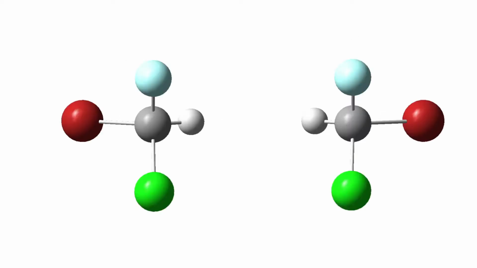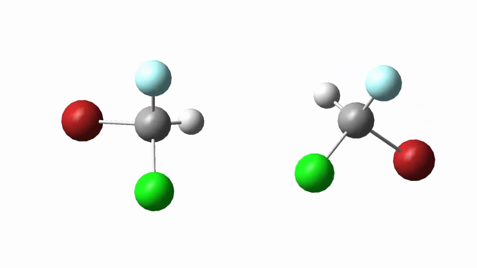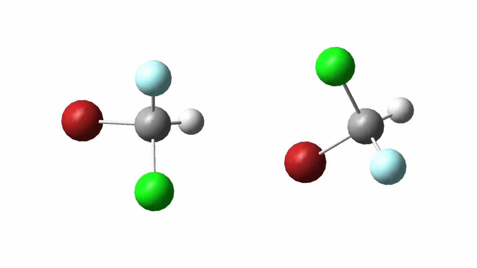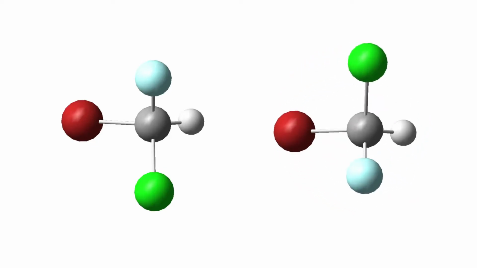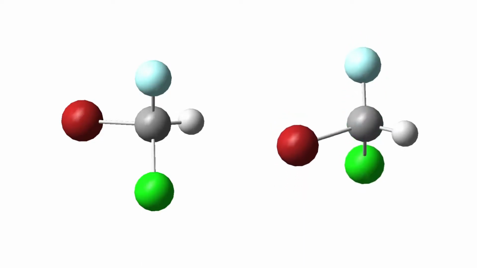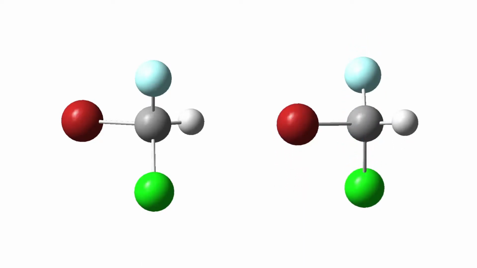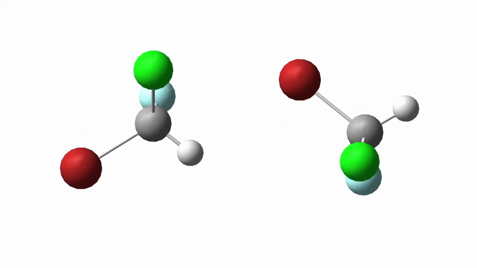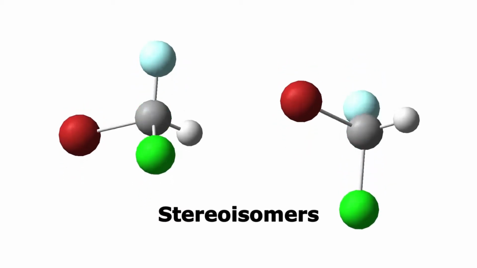If I exchange the placement of 2 terminal atoms, let's say the hydrogen and the bromine, both of these molecules are still perfectly legitimate bromo-chloro-fluoro-methane molecules. But they're still not the same molecule. No matter how I spin one, I will never get it to match the other perfectly. These are called stereoisomers.